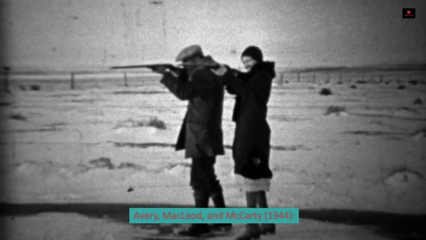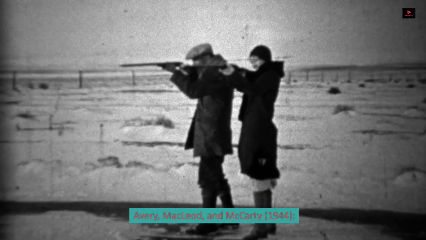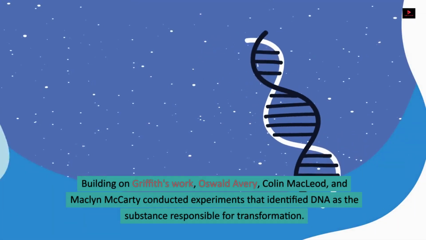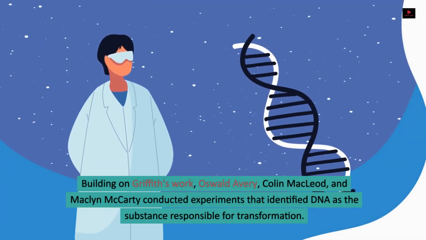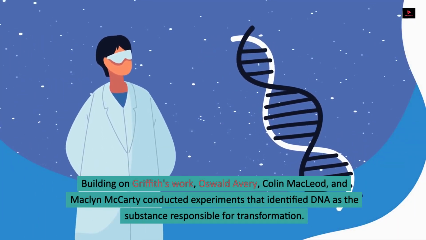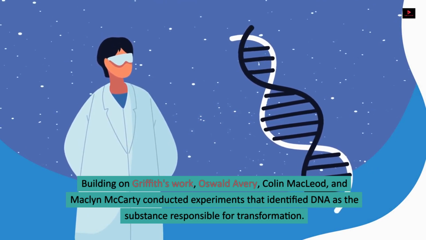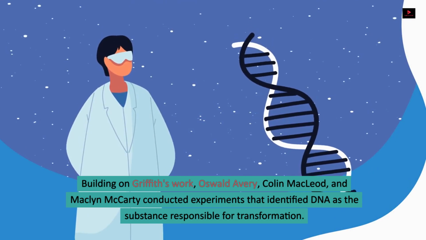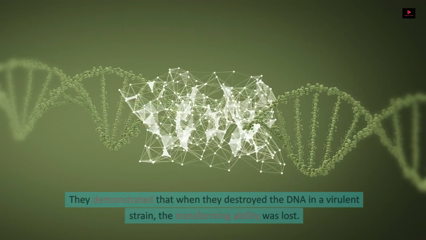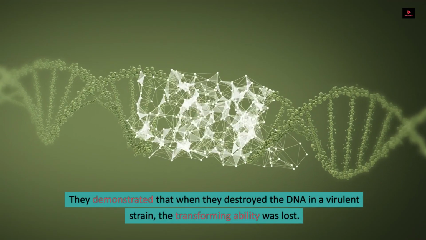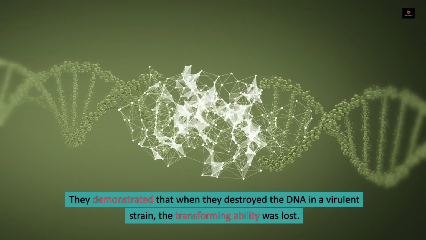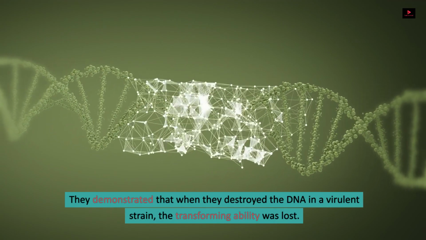This hinted at the transfer of genetic material. Avery, MacLeod, and McCarty, 1944. Building on Griffith's work, Oswald Avery, Colin MacLeod, and Maclyn McCarty conducted experiments that identified DNA as the substance responsible for transformation. They demonstrated that when they destroyed the DNA in a virulent strain, the transforming ability was lost.